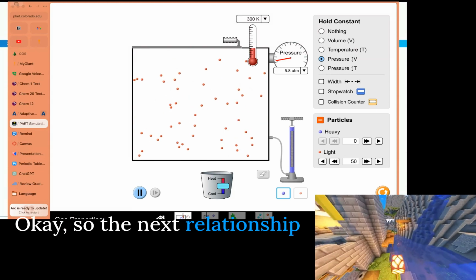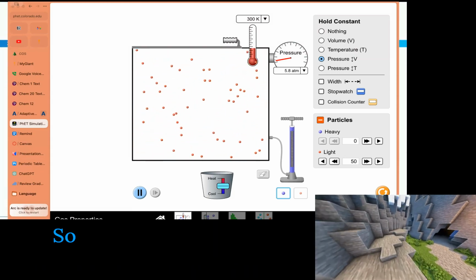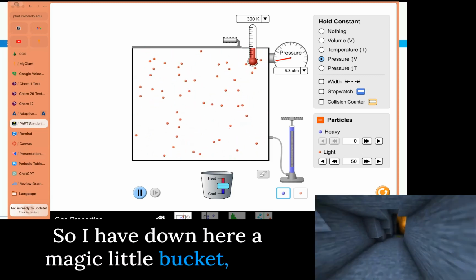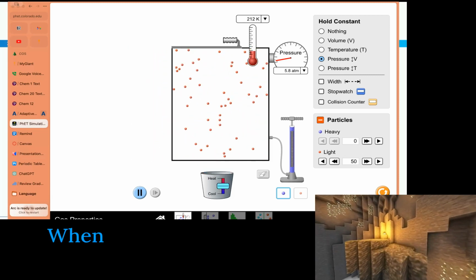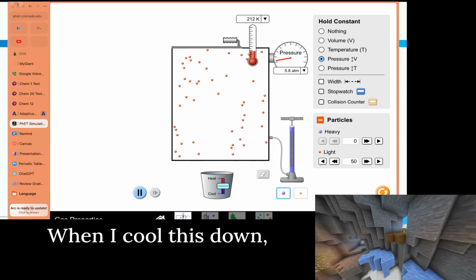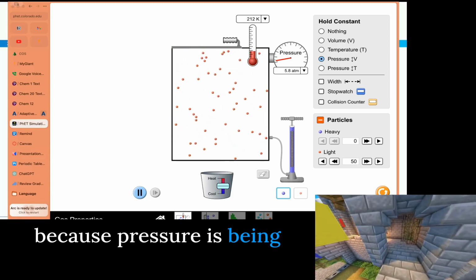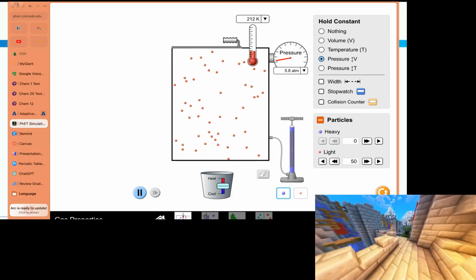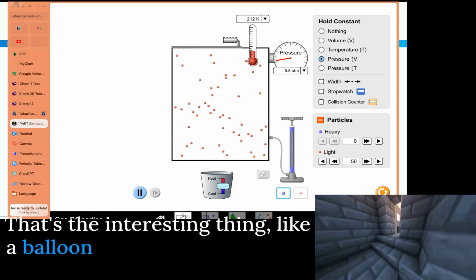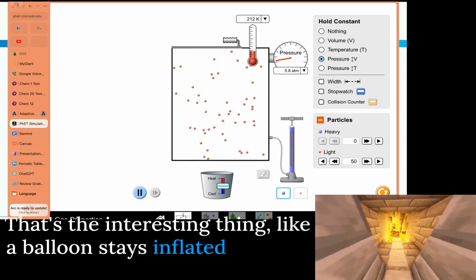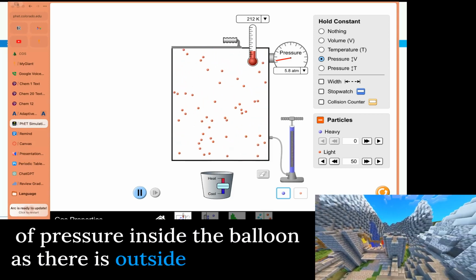Okay, so the next relationship we want to talk about is volume and temperature. So I have down here a magic little bucket, and I can heat things up, and I can cool things down. When I cool this down, the volume decreases because pressure is being held constant right now. This is the same thing that would happen with a balloon. So interesting thing, like a balloon stays inflated because there's exactly the same amount of pressure inside the balloon as there is outside the balloon.